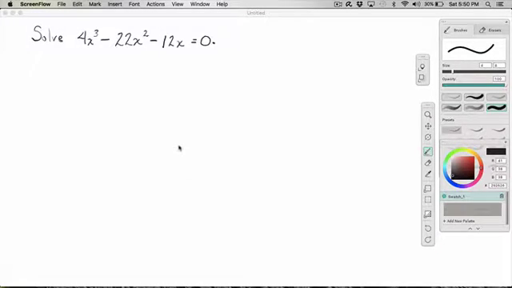Hi, this is Tom, and in this video we're going to solve this third degree polynomial, 4x cubed minus 22x squared minus 12x equals 0. Since the equation is already set to 0, the first thing that we need to do is find a greatest common factor. And if you look at it, our greatest common factor is going to be 2x.